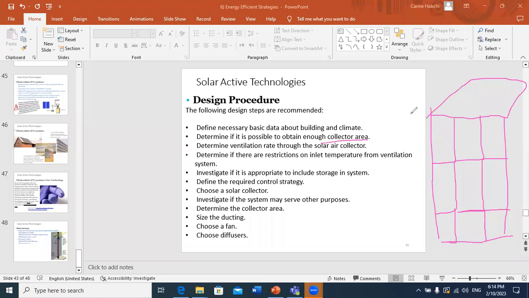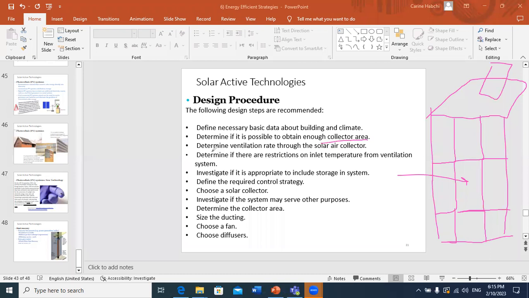But of course, we have the concern with the orientation and how it can trap the solar energy, because on the roof you can play more with the orientation of the panels. So of course, it has certain considerations that should be taken into account to be implemented. Even here, we can place some movable panels that can change in orientation. So we can determine if there are restrictions on inlet temperature from ventilation system.